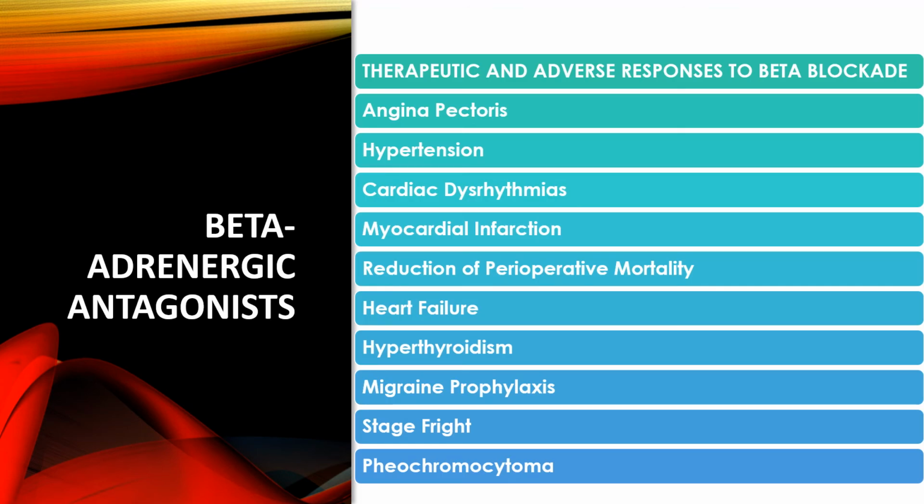Now for the beta-adrenergic antagonists, these are the following therapeutic and adverse responses to beta blockade. First, we have angina pectoris, hypertension, cardiac dysrhythmias, myocardial infarction, and reduction of perioperative mortality. It is also used in heart failure, hyperthyroidism, migraine prophylaxis, stage fright, and can also be used in patients with pheochromocytoma.